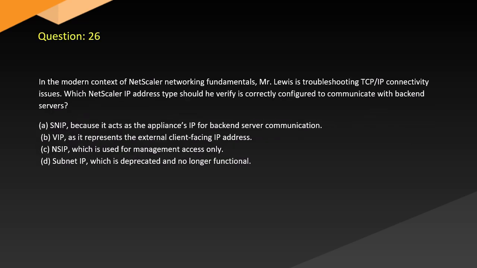Question 26. In a modern context of NetScaler networking fundamentals, Mr. Lewis is troubleshooting TCP/IP connectivity issues. Which NetScaler IP address type should he verify is correctly configured to communicate with backend servers? A. SNIP, because it acts as the appliance's IP for backend server communication. B. VIP, as it represents the external client-facing IP address. C. NSIP, which is used for management access only. D. Subnet IP, which is deprecated and no longer functional.